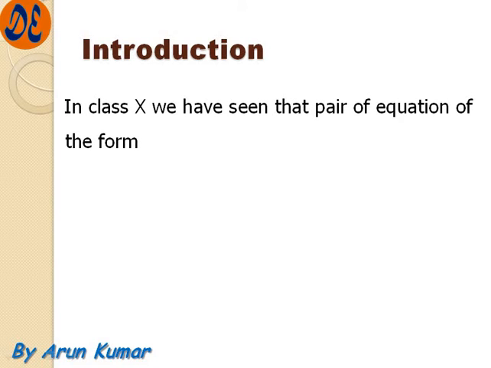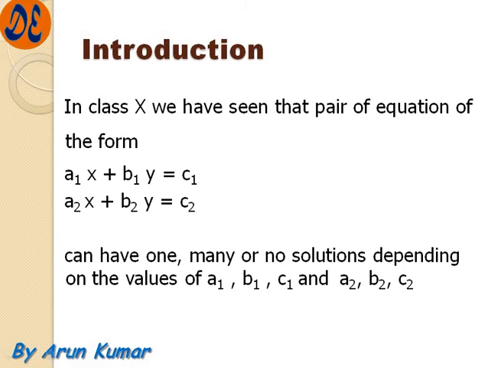You have already studied in class 10 that there is a pair of equations in the form a1x plus b1y plus c1 equals 0, then a2x plus b2y plus c2 equals 0. These two are linear equations, so together they are called a pair of linear equations. Here a1, b1, c1 and a2, b2, c2 are any real numbers, and x and y are common variables in both equations. So these two equations can have one solution, infinitely many solutions, or no solution.